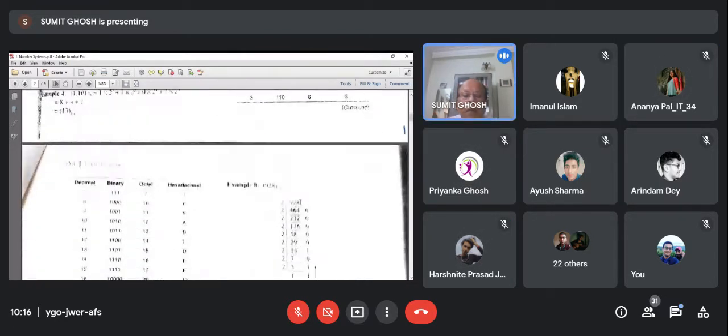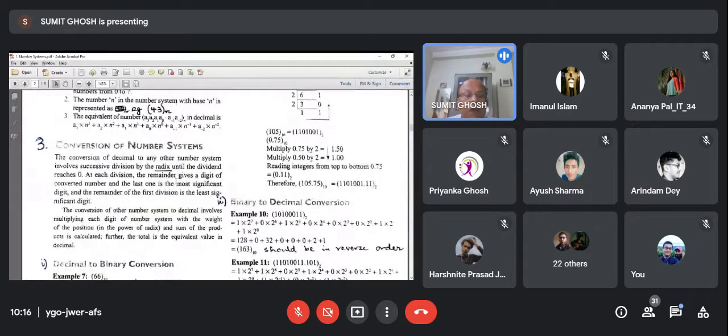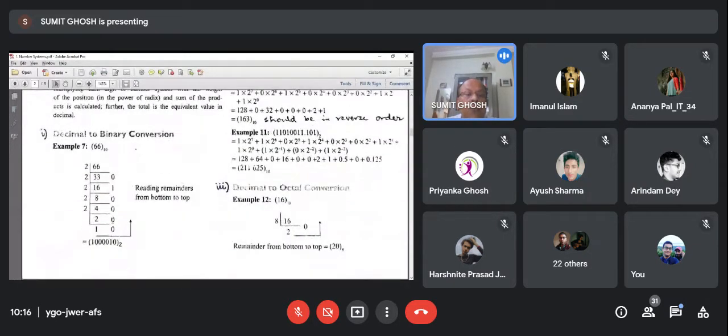Many of you must have been aware of this. Now we have to convert this number system from one to the other. Do you know this conversion? Yes, sir. So many of you know. Those who are not knowing, I will just repeat.